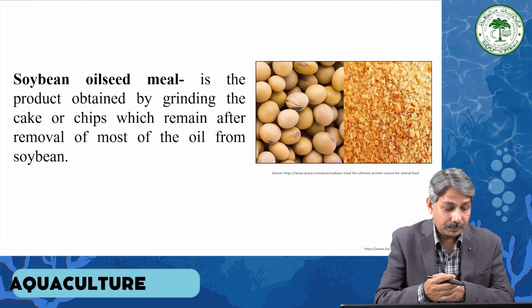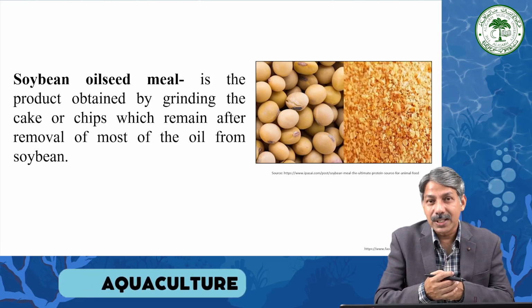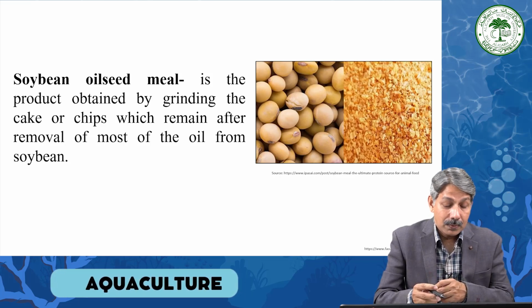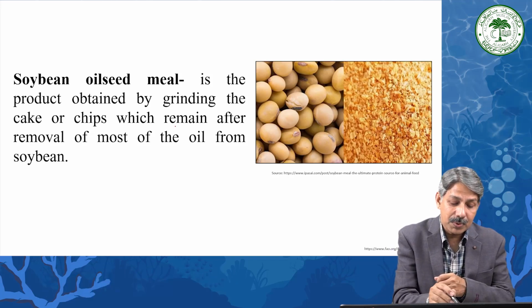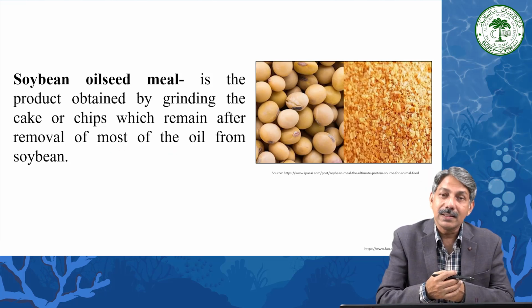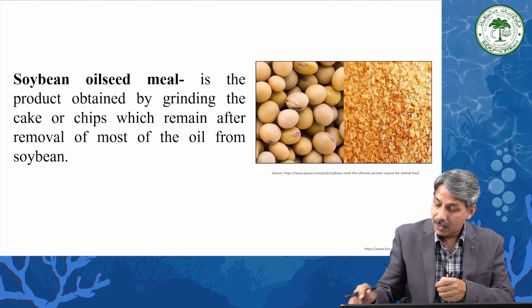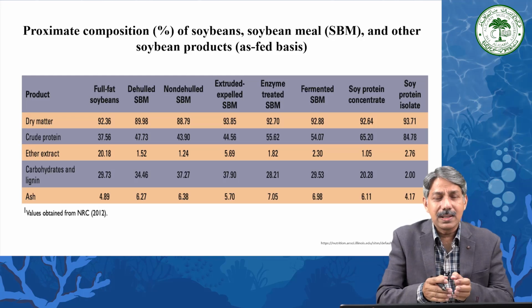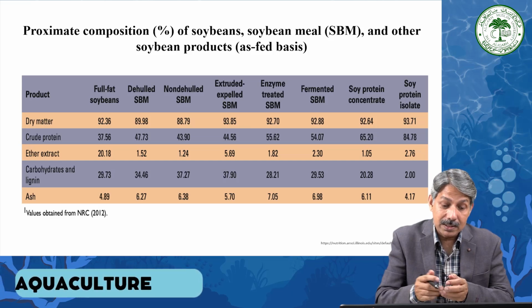Soybean oilseed meal is one of the best protein sources from the plant ingredients for fish feed. It is the product obtained by grinding the cake and or chips which remain after removal of most of the oil from soybean. When we extract oil from the soybean, then the leftover byproduct can be utilized to prepare it in a meal form. There are different methods and different varieties of these byproducts from soybean that are being used.